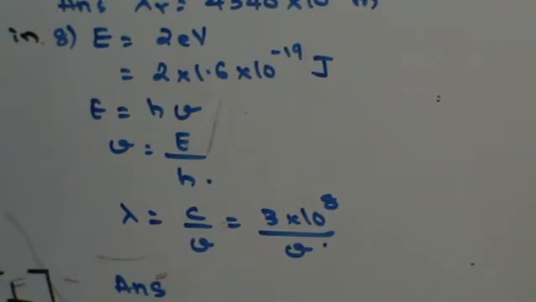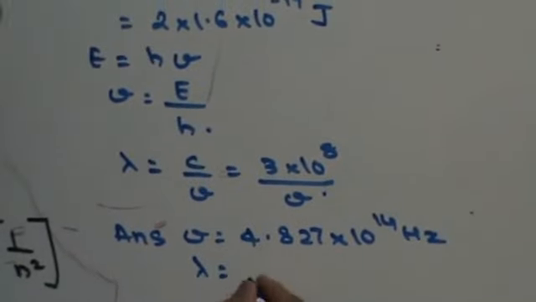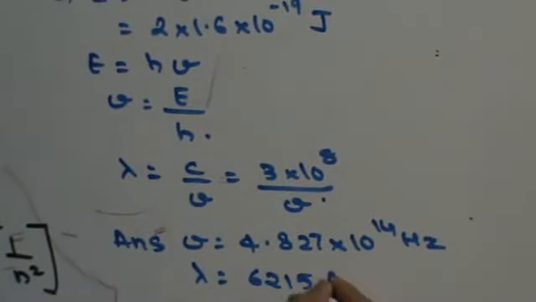Answer for the sum should be frequency is 4.827 into 10 raised to 14 hertz, right? And wavelength is 6215 Armstrong units, right?